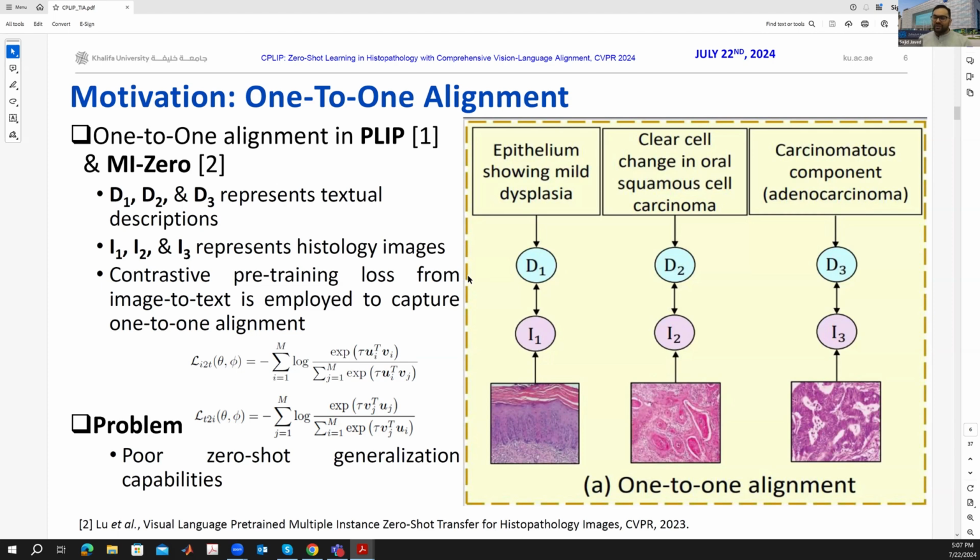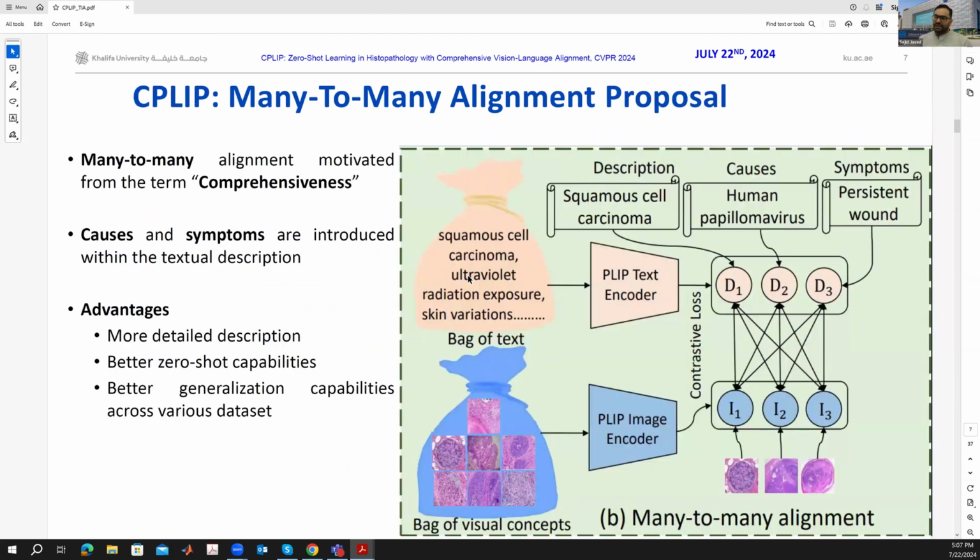The problem here is that they show poor zero-shot generalization capabilities if we restrict the contrastive loss function to align one image to one textual description. While one image may have varying textual descriptions, we cannot restrict the pre-training contrastive loss function to only one kind of textual description. So here our proposal is a many-to-many alignment.